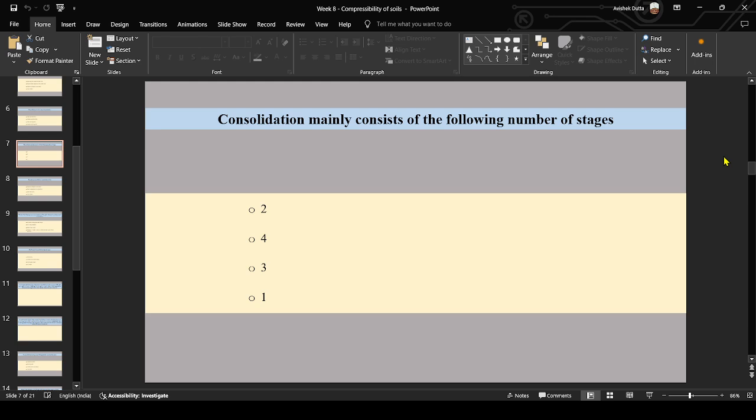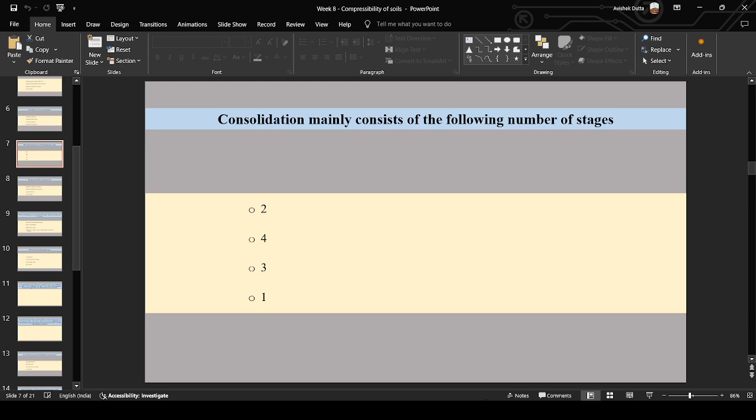Whenever I'm talking about consolidation of soil, you have to remember that I'm talking about general soil. What do you mean by general soil? Naturally available soil, which is always partially saturated and not fully saturated or fully dry, because those are the extreme cases. In fully dry soil, consolidation will not take place because there is no water. In fully saturated soil, compaction might not take place. So I'm considering the naturally available soil mass, which is mostly partially saturated.